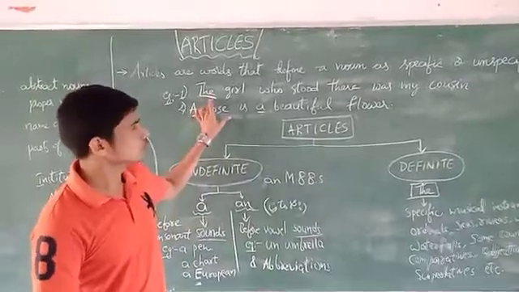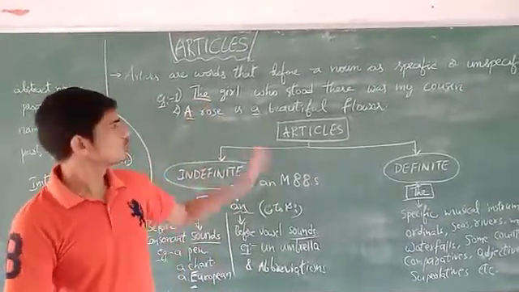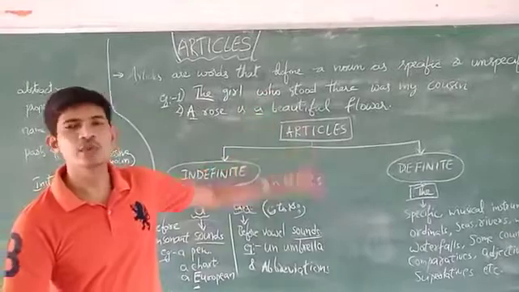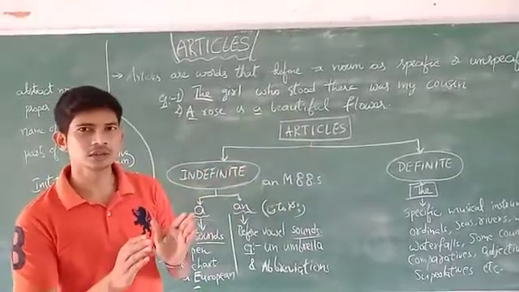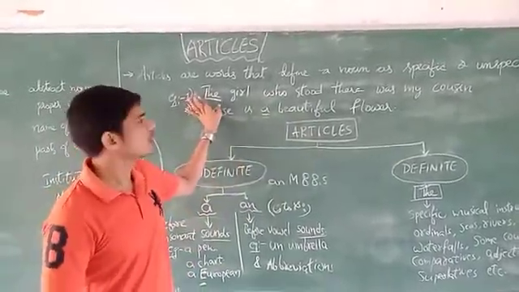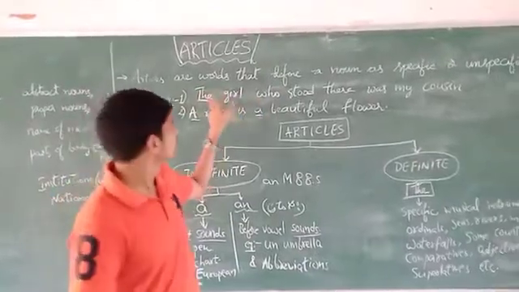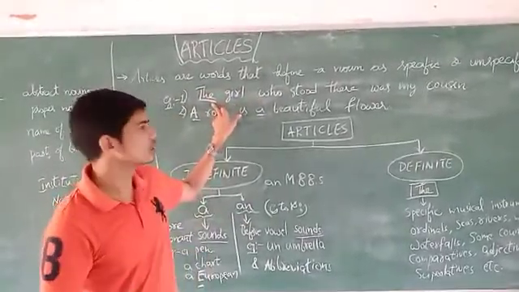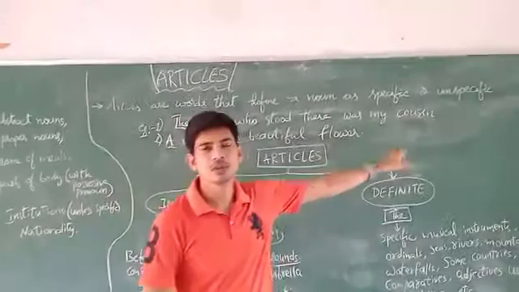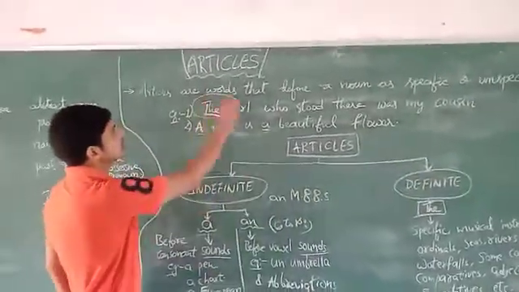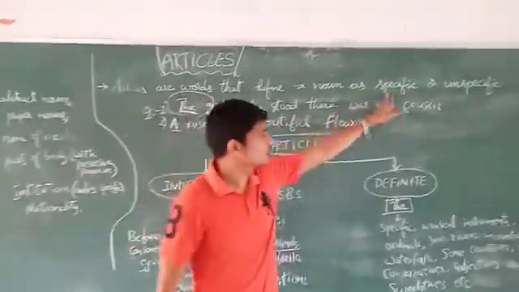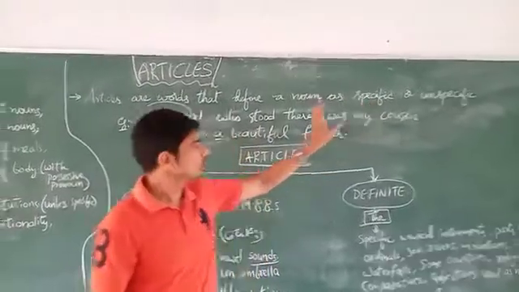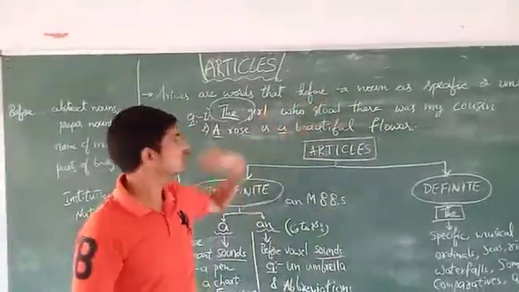The girl who stood there was my cousin. Though there were so many girls, you are talking about a particular girl, and you are telling that that particular, specific girl was your cousin. So here, "the" is used as a specific thing. That is the use in a specific case.